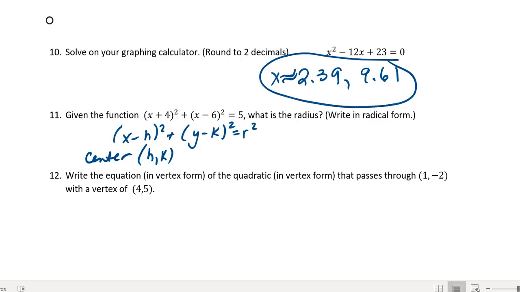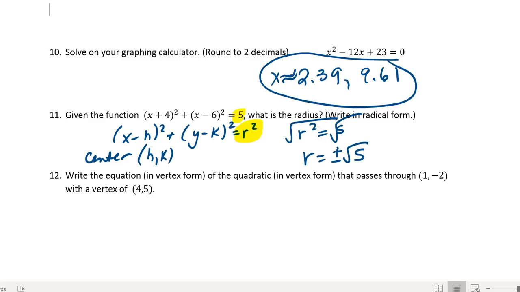Okay? So it says, what is the radius? So we don't care about h, we don't care about k, all we're looking at is the radius. So in our case, r squared is equal to 5. We can take the square root of both sides. I know I get plus or minus the square root of 5.